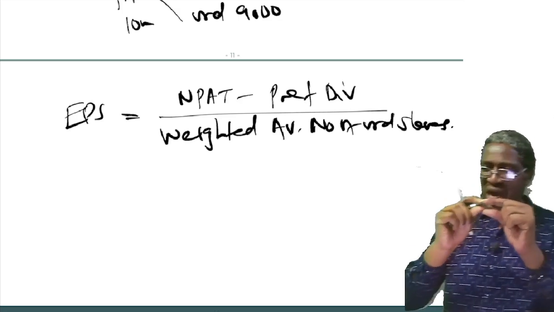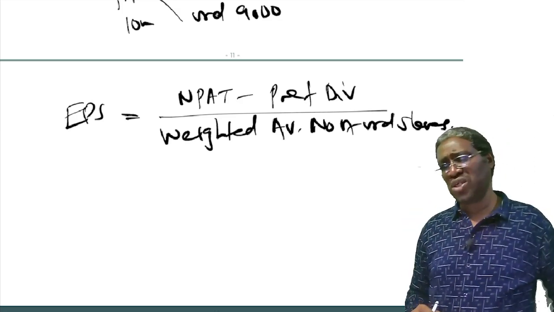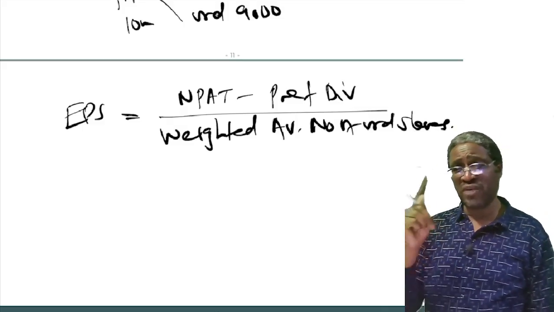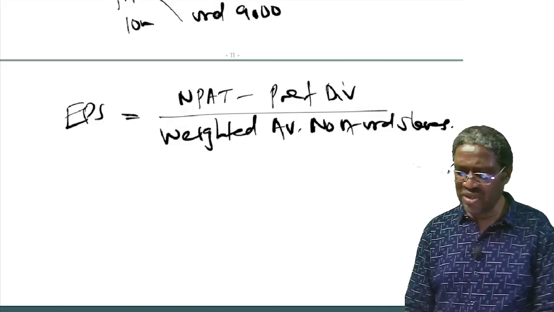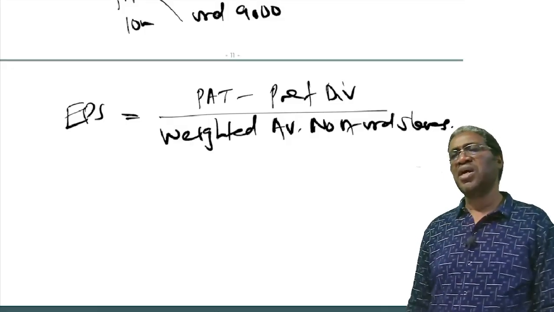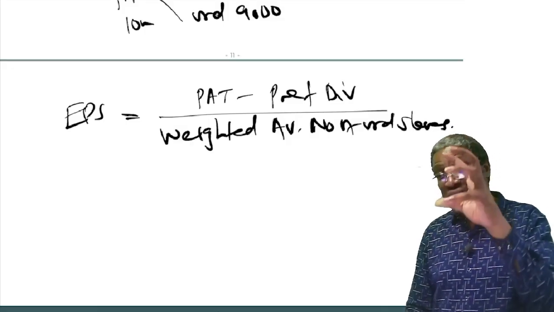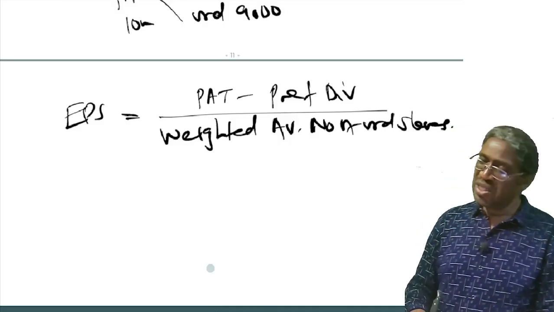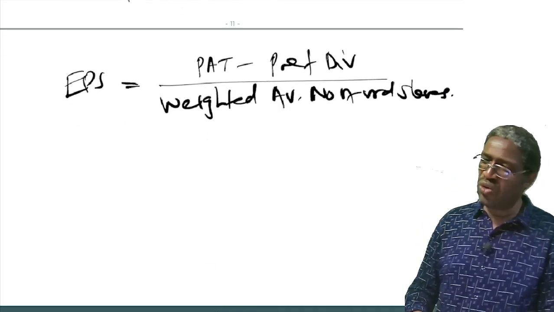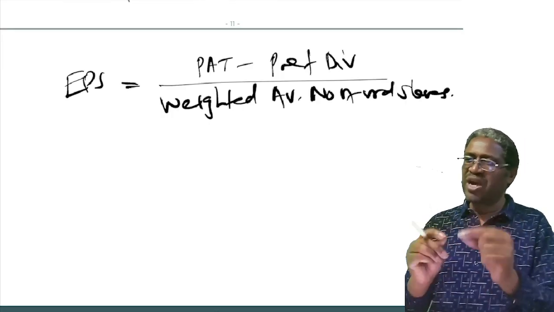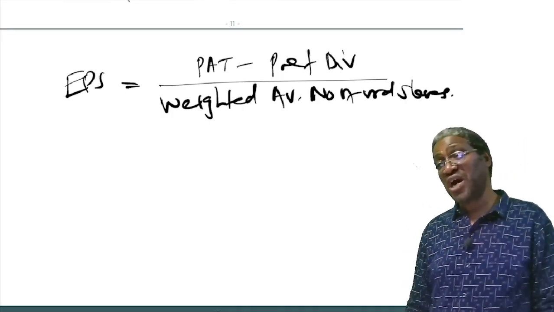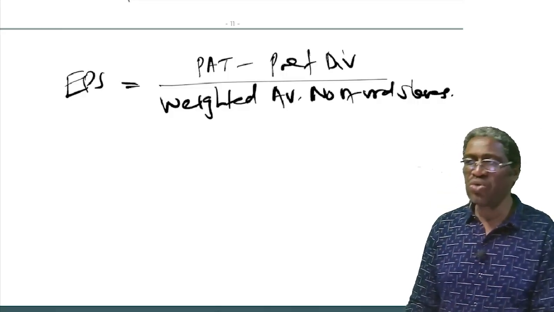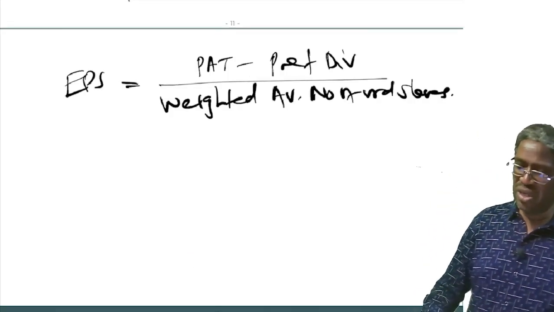You take the earnings attributable to the ordinary shareholders as the numerator, and that numerator is determined by taking the profit after tax, and you minus whatever is the preference dividend. That will give you the earnings attributable to the ordinary shareholders. We divide that by what we call the weighted average number of shares, which we shall discuss in detail how to compute.